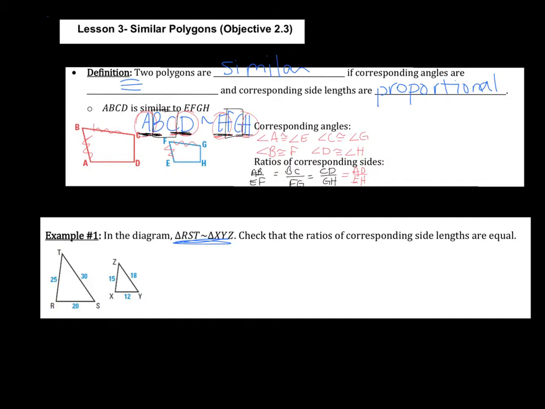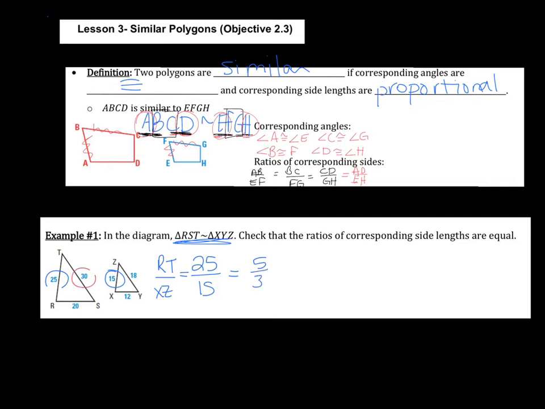So in order to do that, I'm just going to look at RT and XZ, and we can check that in our similarity statement and make sure that those are in fact corresponding, and they are. So 25 over 15, I'm going to mark what I'm doing there. I'm doing RT and XZ, and that equals 25 over 15, which if you simplify, and you can do that on your calculator, or you can look to see what number both are divisible by, it simplifies to 5/3.